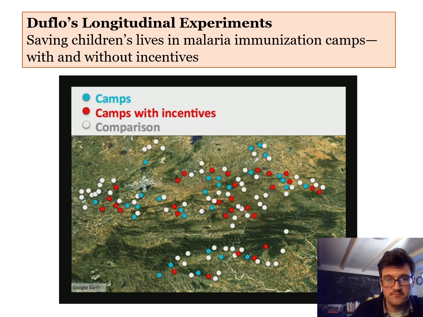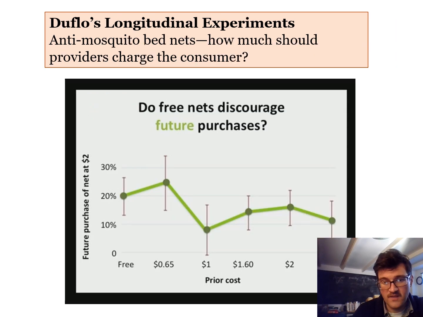So here, Duflo used longitudinal experiments on malaria immunization camps. Here's an example: we've got camps with incentives, camps without incentives, and comparison sites.